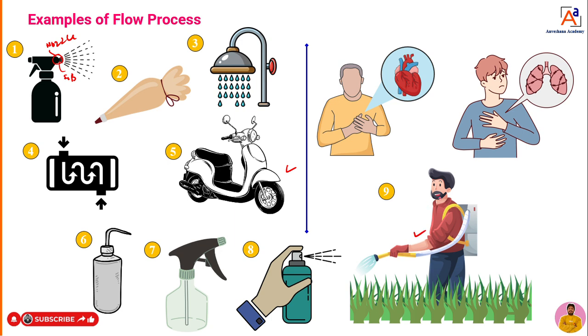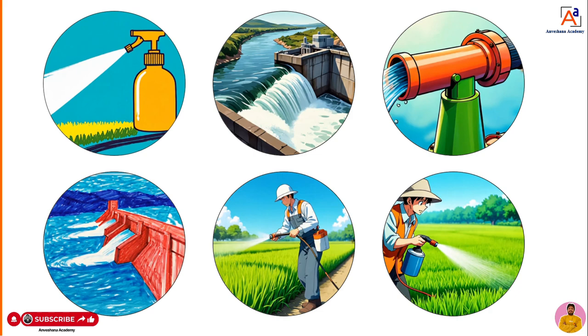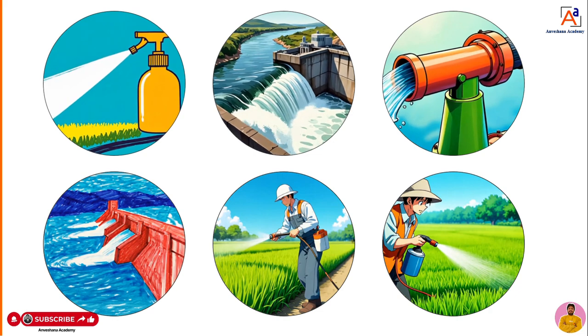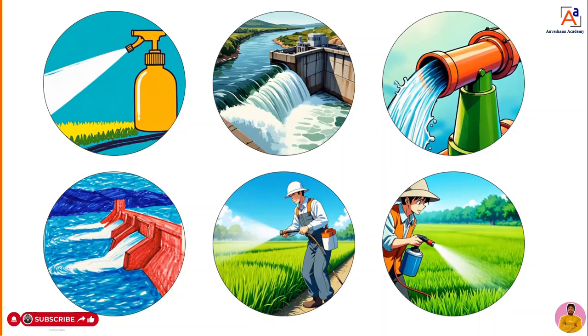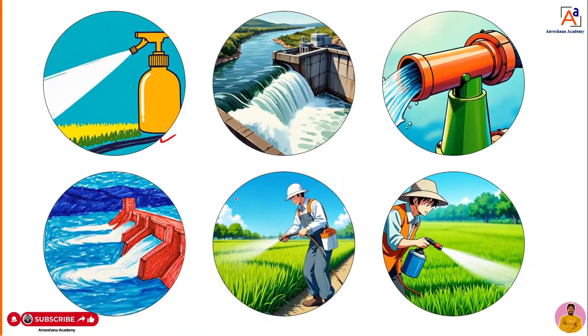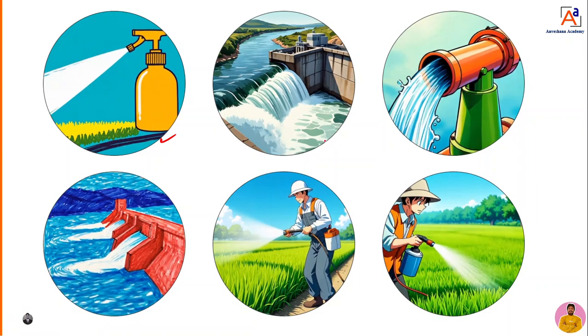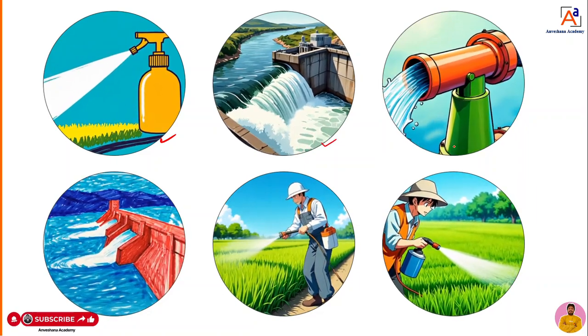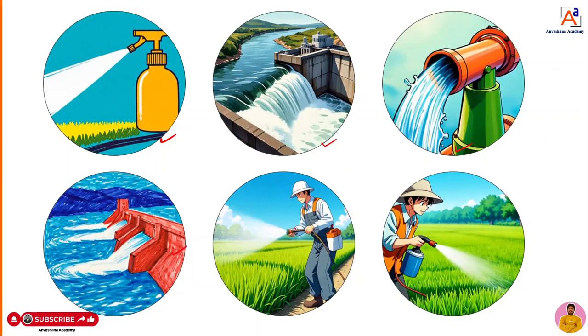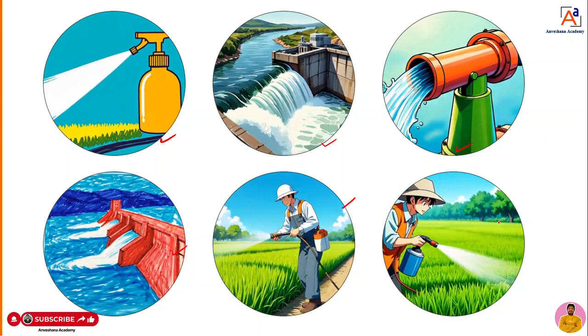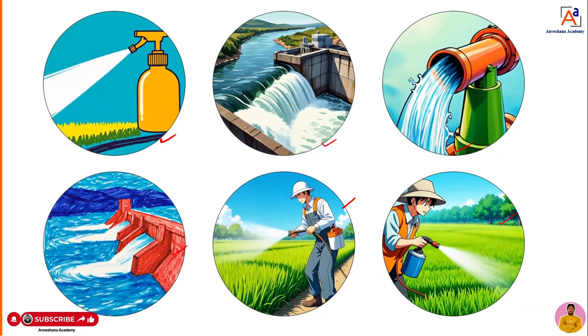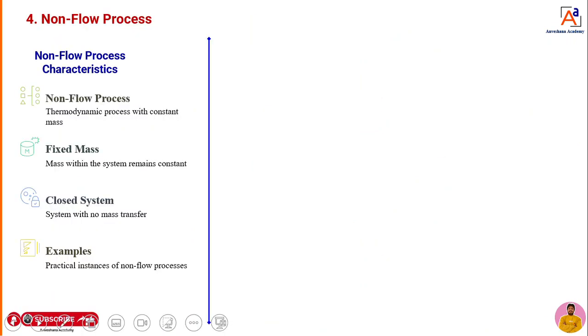Okay, pesticide spraying you can take. When it comes to an engine, exhaust emissions are coming out of the system. That means the exhaust emission is going to cross the system boundary. That also you can take as a flow process. Like that you can take n number of examples, dear students. Now here you can see pesticides, you can take water spray from the bottle, water flow in the turbine, dam, pesticide, fertilizer spraying. These all are examples for flow process we can take, dear students.